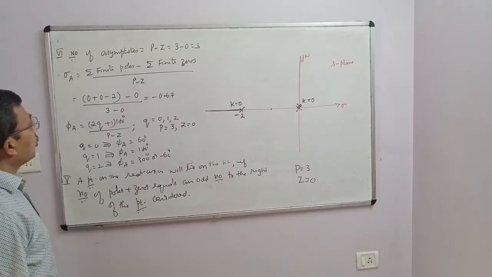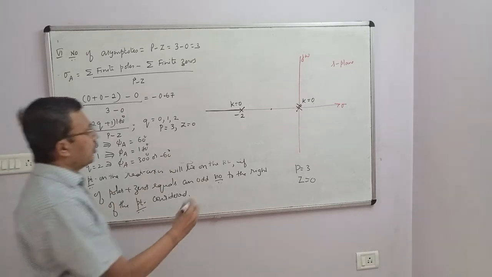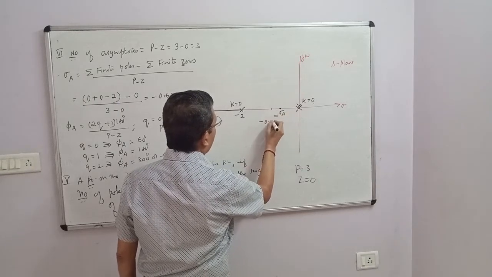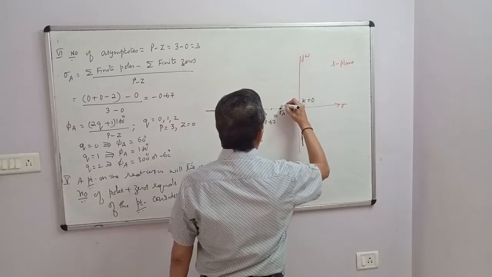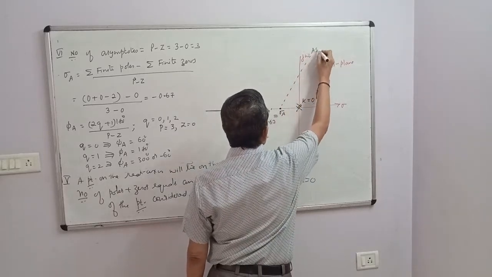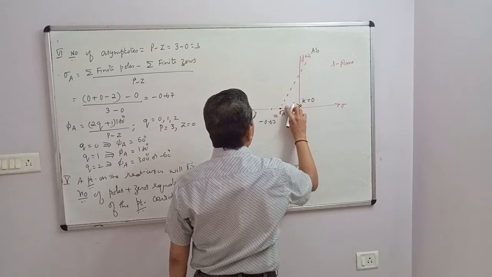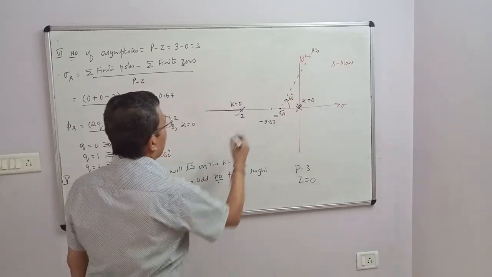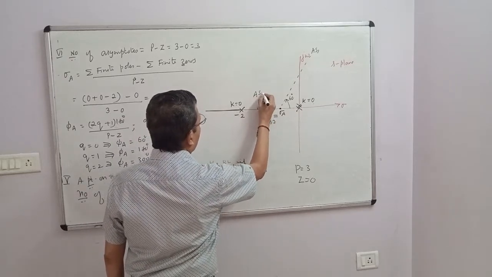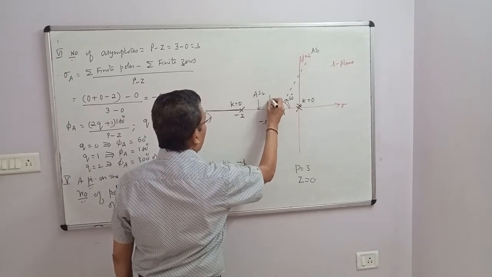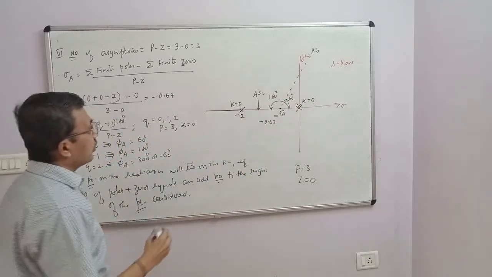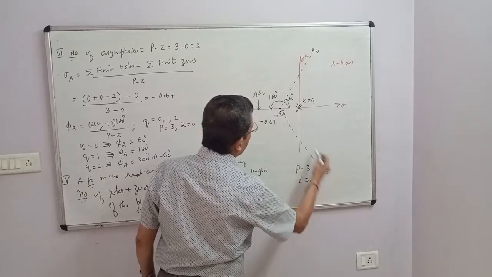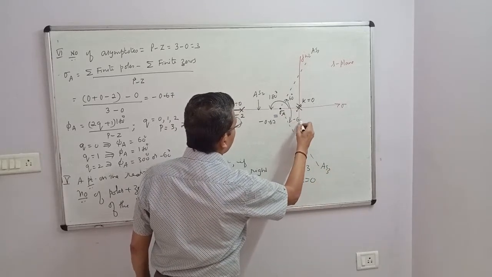So I will draw the asymptotes at minus 0.67. This could be sigma A is equal to minus 0.67. This is asymptote number 1, which makes an angle of 60 degrees with respect to the real axis. This is asymptote number 2, AS2, which makes an angle of 180 degrees as per this calculation. This is asymptote number 3, which makes an angle of minus 60 degrees.